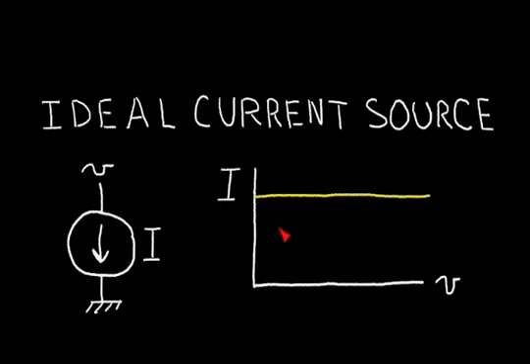In this video, I want to talk about the CMOS current source. Now recall that an ideal current source, the symbol of which is shown at the left, has a current versus voltage characteristic where the current is very flat for any voltage. So let's consider how we can make a current source using N-channel CMOS transistors.